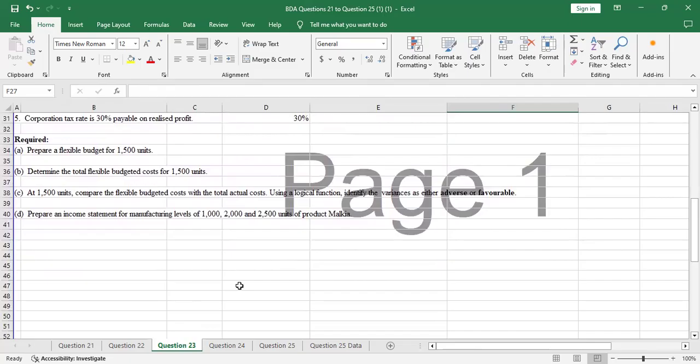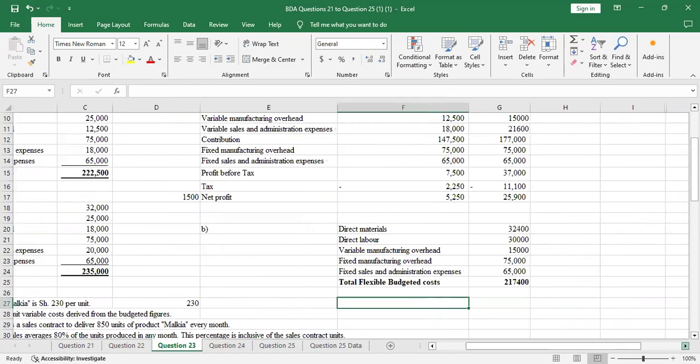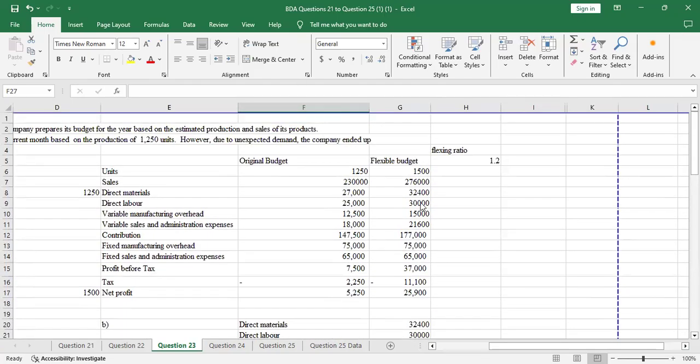So we go to part C. They're saying at 1,500 units, compare the flexible budgeted cost with the total actual cost using a logical function. Identify the variances as either adverse or favorable. So I'll just do it up here. So I'll compare.